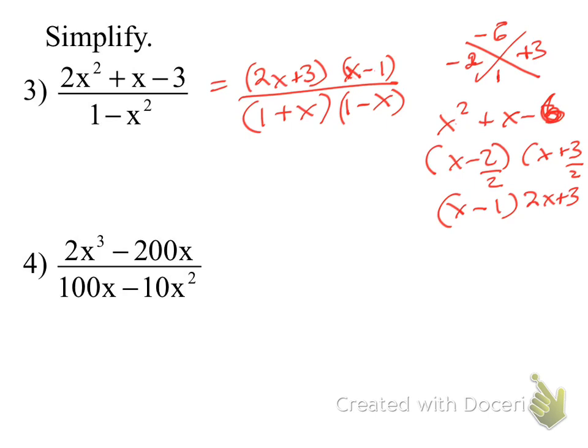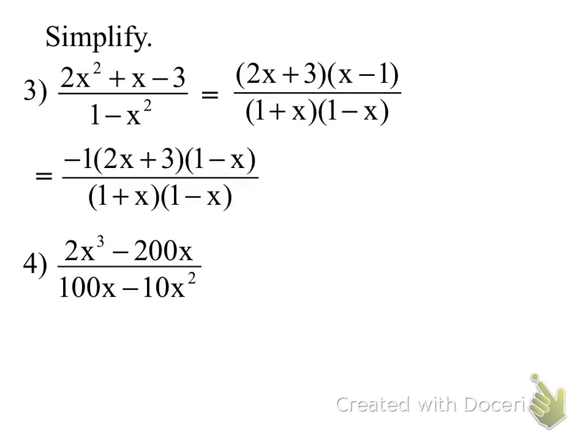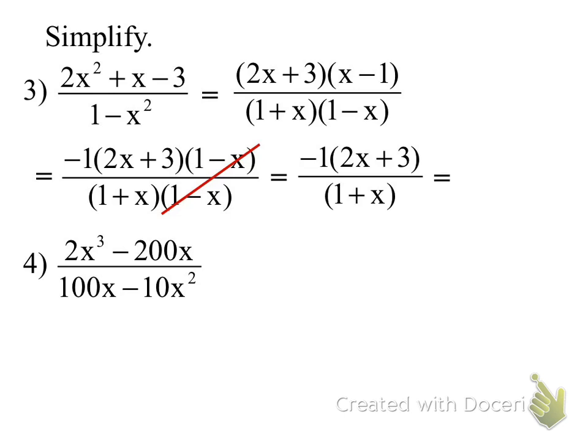Now, these are opposites, so we can divide a negative 1 out of the numerator. Are you guys with me? Okay. And so we are left with negative 1 times 2x plus 3 over 1 plus x. Do not multiply that back in. We won't be simplifying. Now, don't forget, you're going to have GCFs.